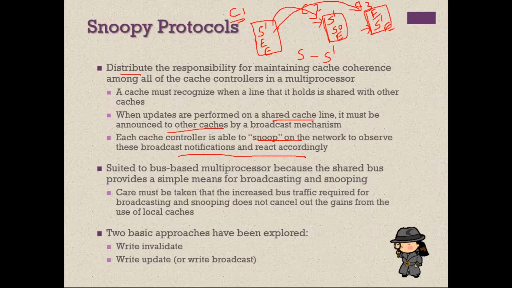Snoop means they should keep checking the bus. This processor is broadcasting this message through the bus, so every other processor should frequently snoop on the bus. Is there any information for us? Like that they should frequently check, maybe once in every 1 second or something. If there is anything, accordingly they should update. So they should keep on checking the bus. That is called a snoop, so it is called a Snoopy protocol. Each cache controller is able to snoop onto the network or bus to observe these broadcast notifications and react or modify accordingly.